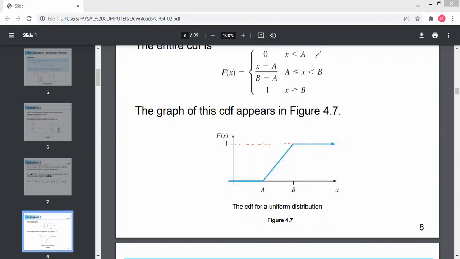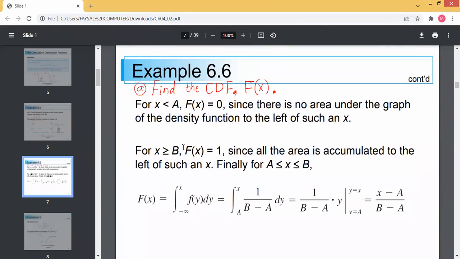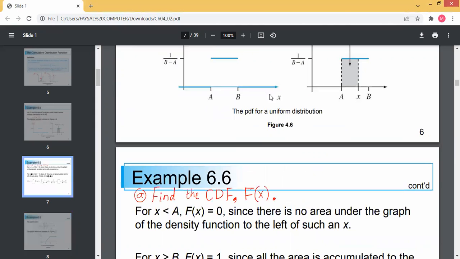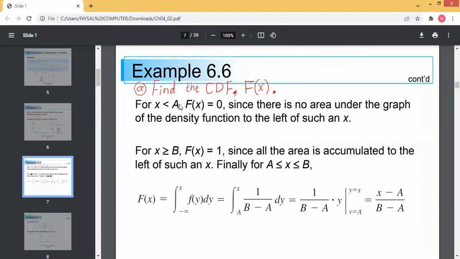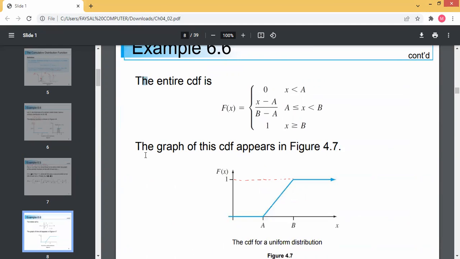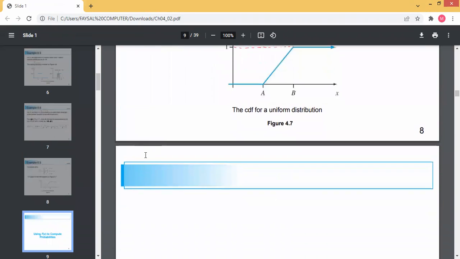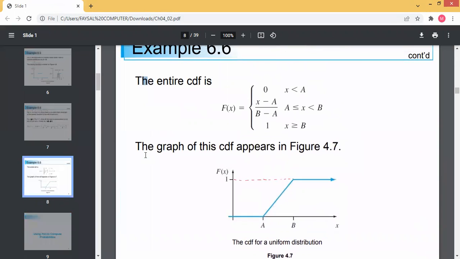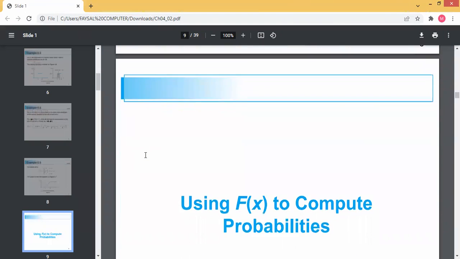First, I describe the upper and lower limits. The upper and lower limits for my function are x and negative infinity. Then applying the integral, solving it, and then computing 3 points: x is less than a, x is greater than or equal to b, and the interval between a and b. By finding this, I make a graph, and this graph is the final elaboration of this example 6.6.